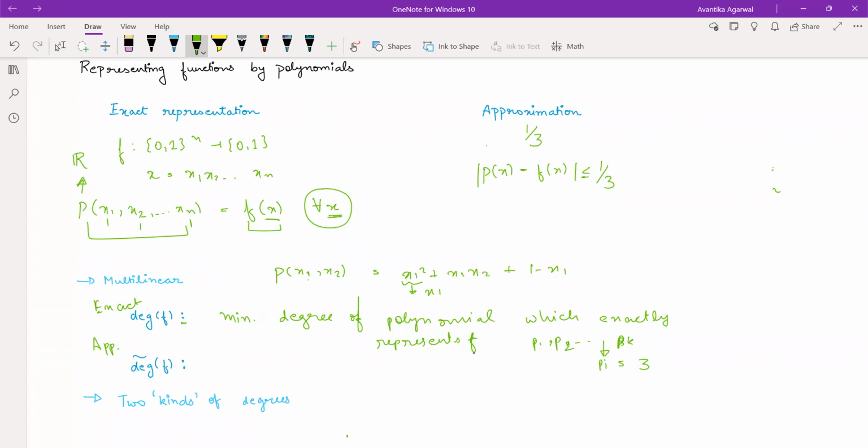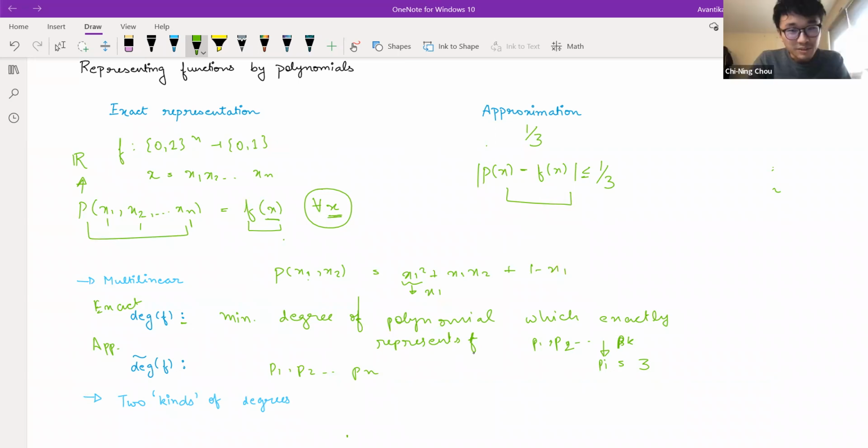And for the approximate degree, again, it is the minimum degree of a polynomial which approximates f. In the exact degree, the polynomial was exactly representing f. In the approximate degree case, the polynomial approximates f. So we take all of the polynomials p1, p2, ..., pn which approximate f, and we pick the minimum degree among all of those. That would be the approximate degree of f. Is that okay? Yeah, it's quite clear to me. It is. Okay.